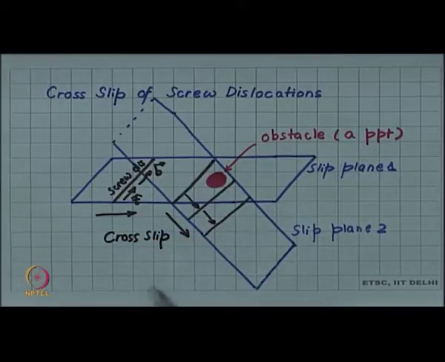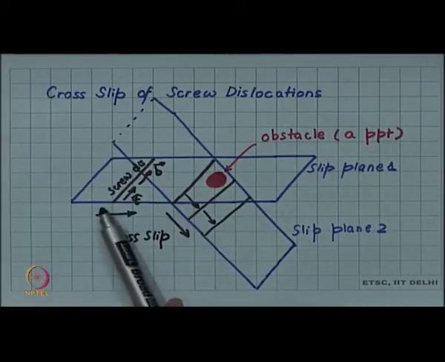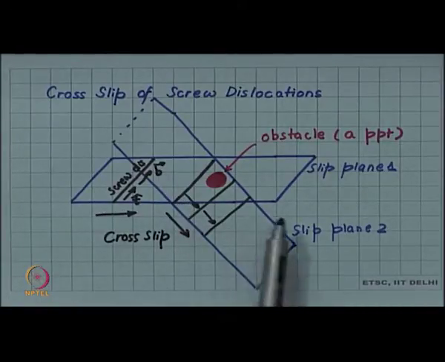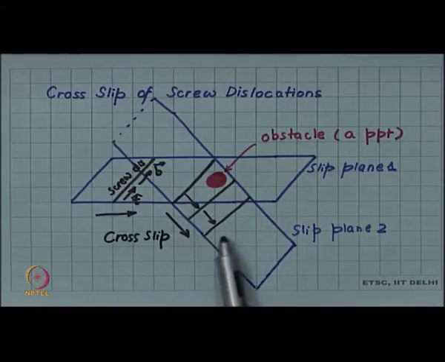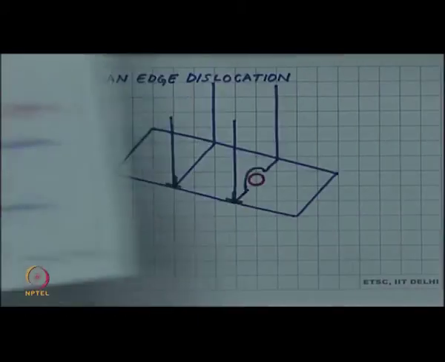So, if cross slip was not happening, the plastic deformation will stop at this point, but if cross slip is possible, then since the dislocation continues to move on a different plane, the plastic deformation will continue.